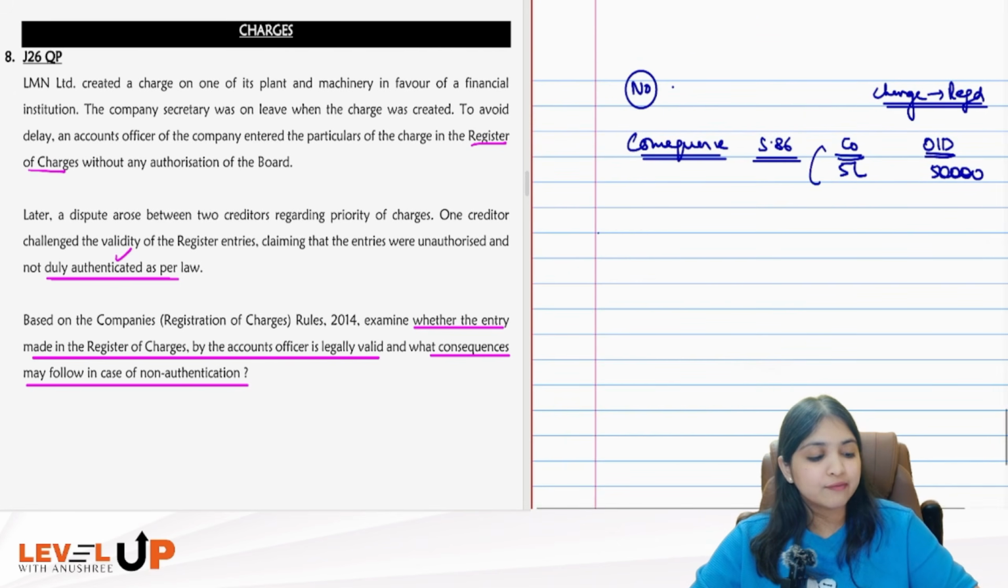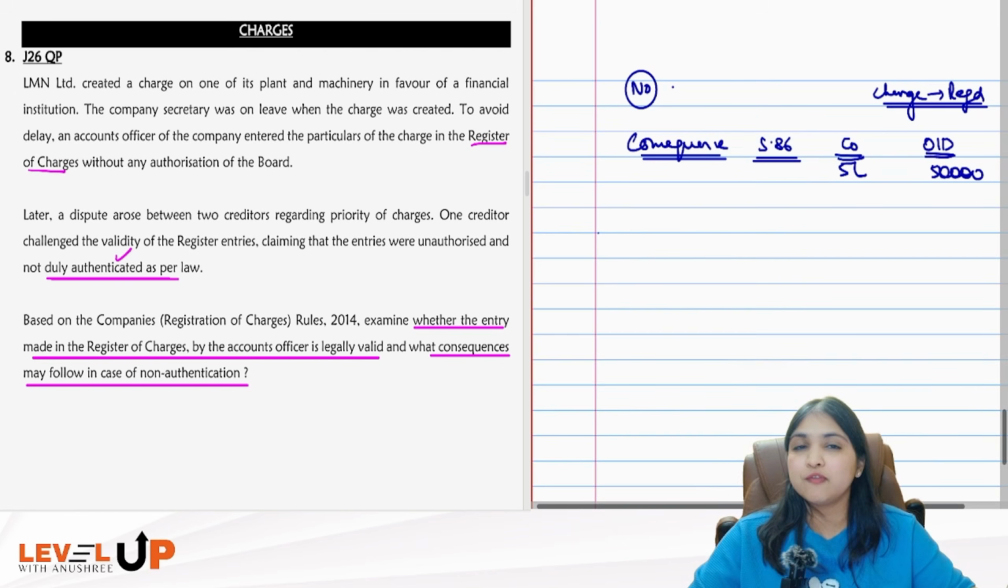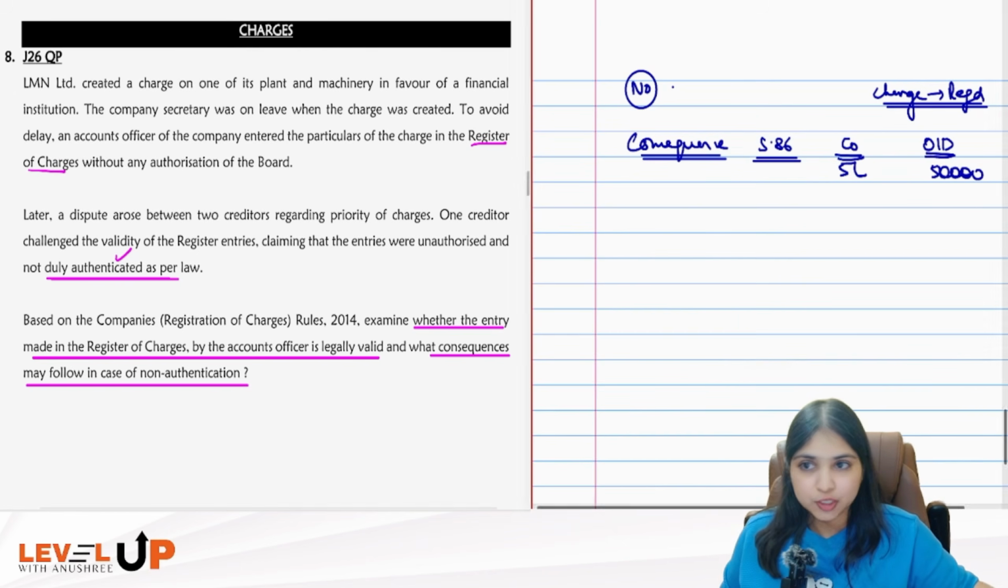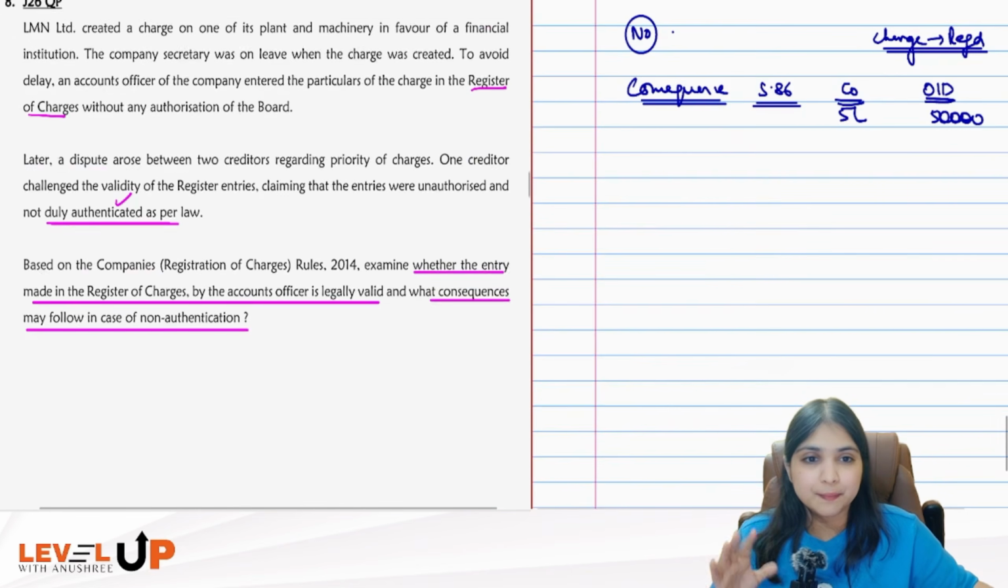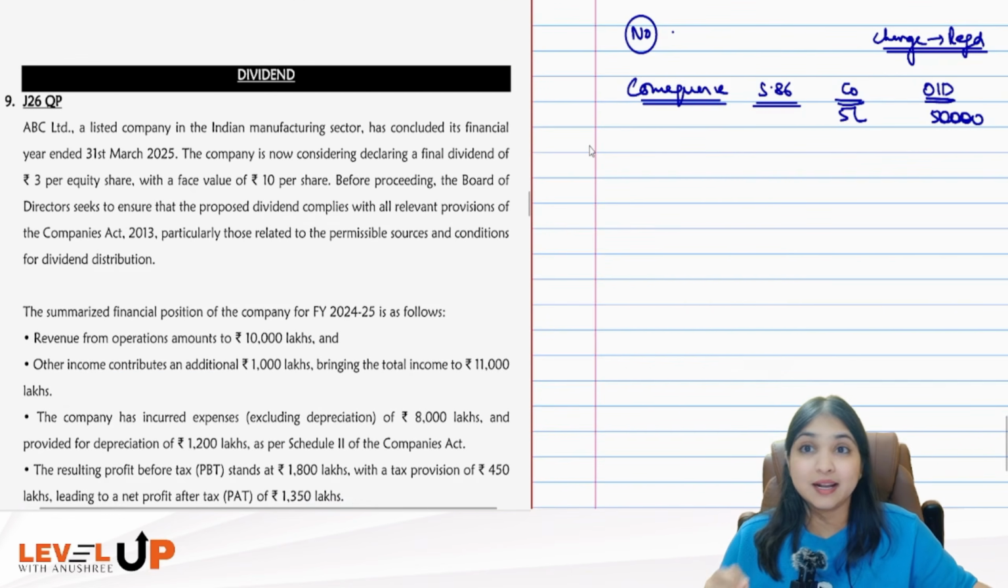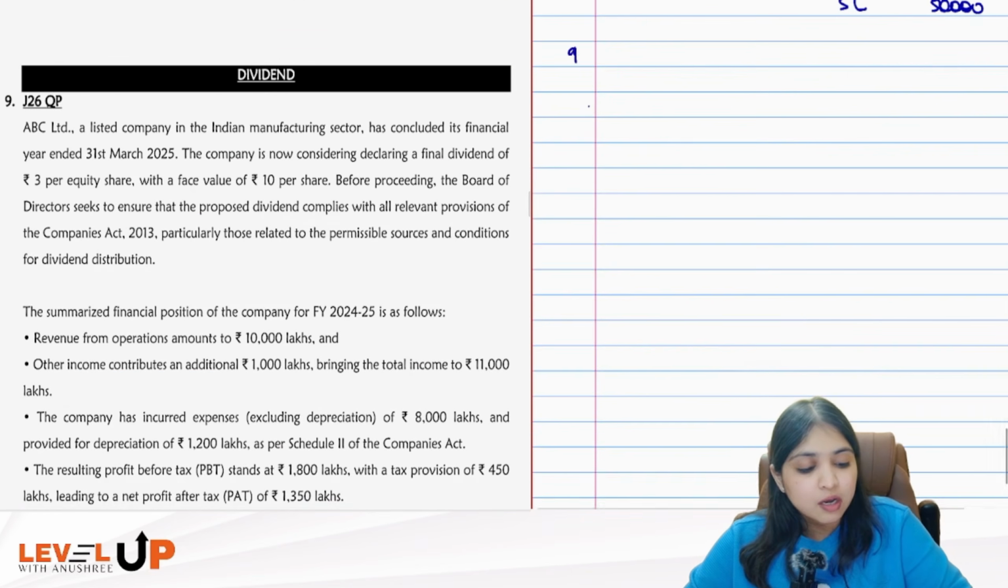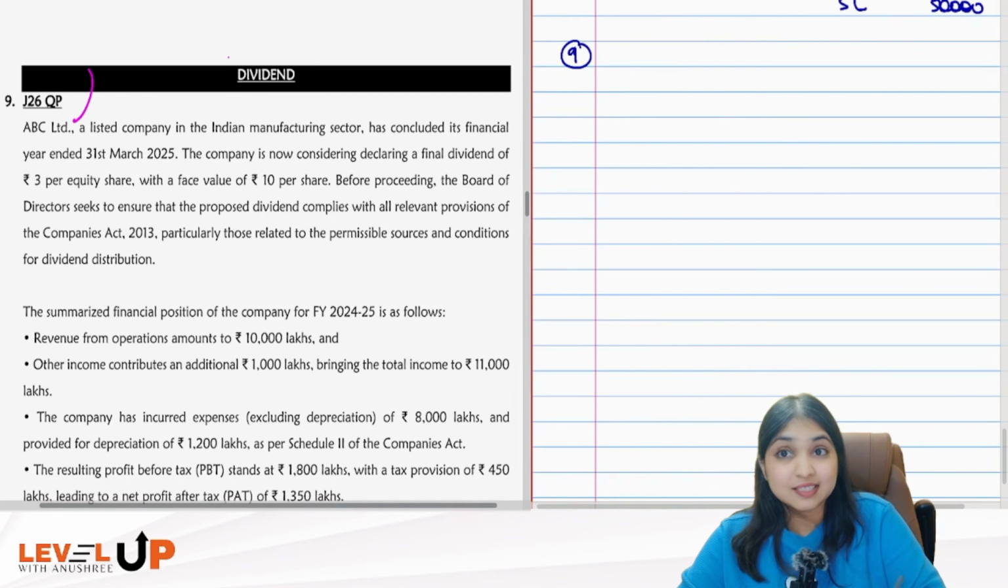Company will have to pay 5 lakh rupees, officer in default will have to pay 50,000 rupees, penalty will come into the picture. Okay, this was your question number 8. Then come to question number 9, guys, your dividends chapter. Now here we have another question from your Jan 26 examination.